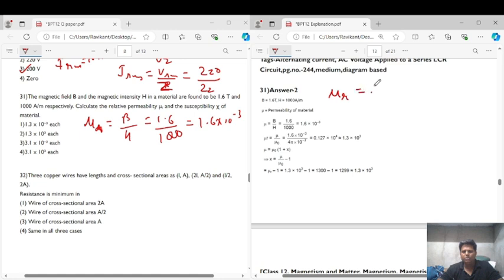Now mu R is equal to mu upon mu naught. Right. So this will be equal to 1.6 into 10 to the power of minus 3 upon mu naught, which is 4 pi into 10 to the power of minus 7. So calculating this, mu R will be equal to 0.127 into 10 to the power of 4. So we will finally get mu R equal to 1.3 into 10 to the power of 3. Right. This is your mu R.